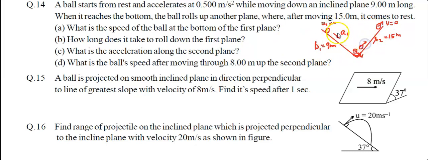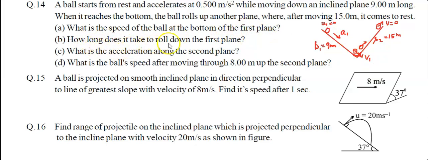Whatever this acceleration is that is given to you, there is no need for gravity, because this is the total acceleration. And we need to find the speed of the ball at the bottom of the first plane. Let's say this is V dash, or V1, that we need to find. So we can apply the equation. A is given, S is given, initial velocity is given, so you can use the third equation for this. The third equation will solve this.